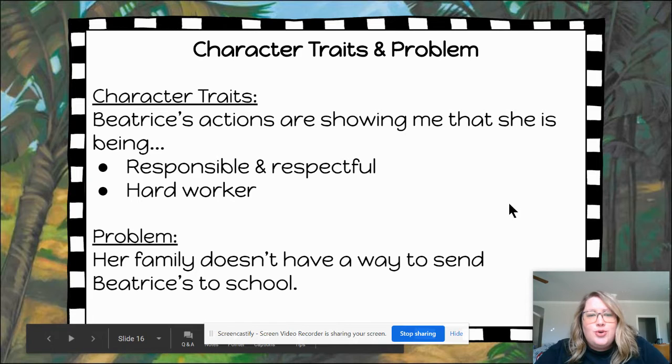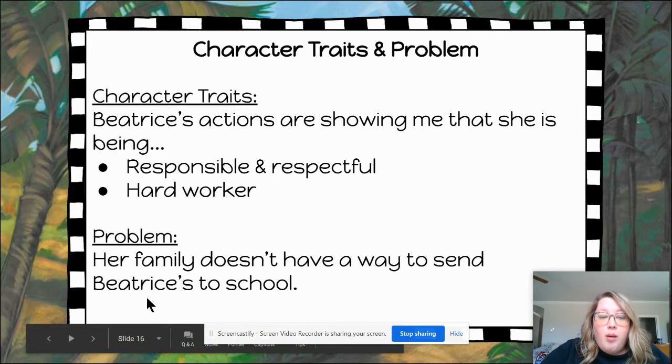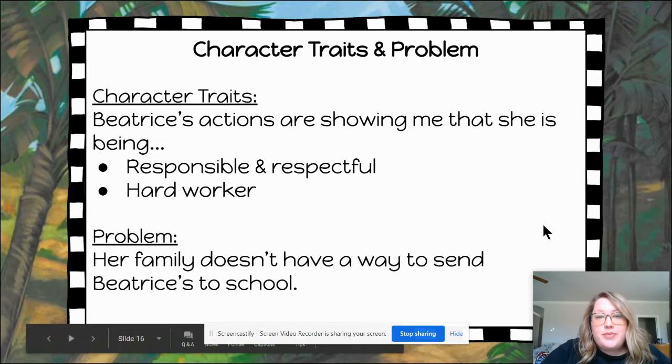Okay, so you could have thought, based on that, she's taking care of her siblings. She's responsible. She's respectful. She's also helping in the fields and helping with her siblings again, so she's a hard worker as well. So you could have thought of those actions. And then the problem: we're noticing that her family does not have a way to send Beatrice to school. They don't have a way to earn enough money to provide that resource.